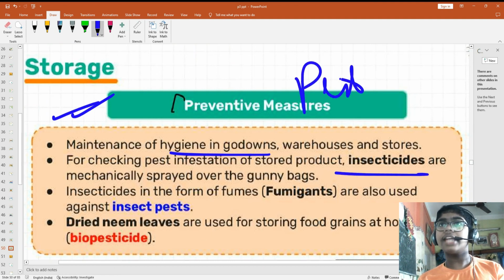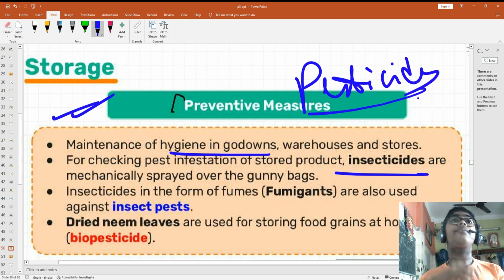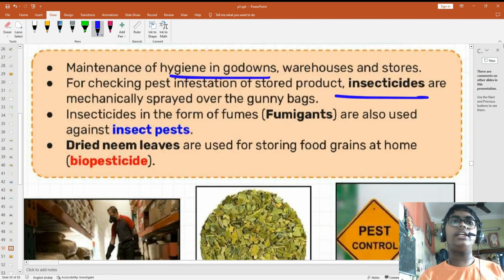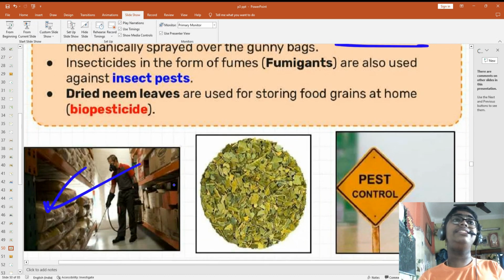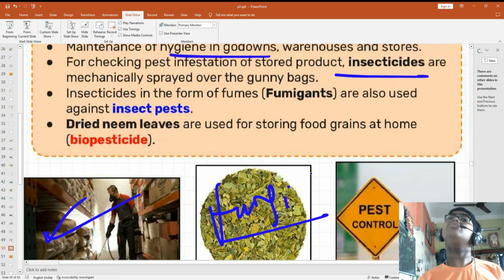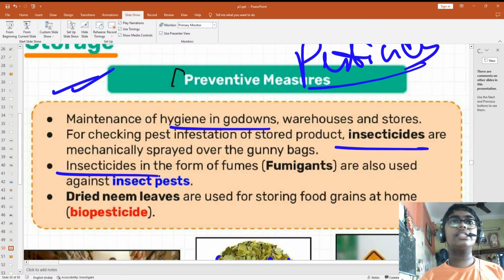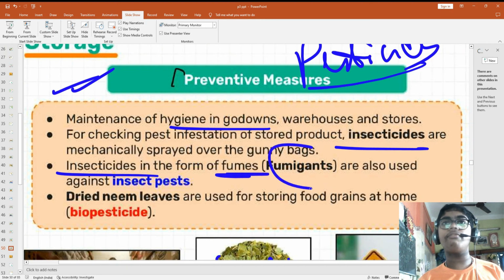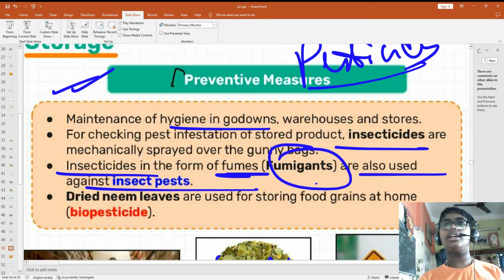Insecticides, pesticides, these are sprayed. Side means die. Pest die, insect die. Means when they are sprayed mechanically, the insects that are there will die. Okay, the fungi that are here, that is fungicide, so they will die. So insecticides in the form of fumes, fumigants, are also used against pests.